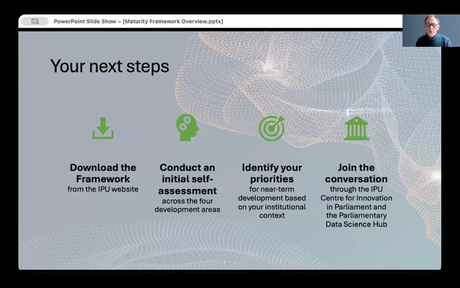And also, I really recommend joining our conversation at Centre of Innovation in Parliament and through the Parliamentary Data Science Hub, because you can share your knowledge and you can ask questions and learn from others. So collaboration really is the key here.